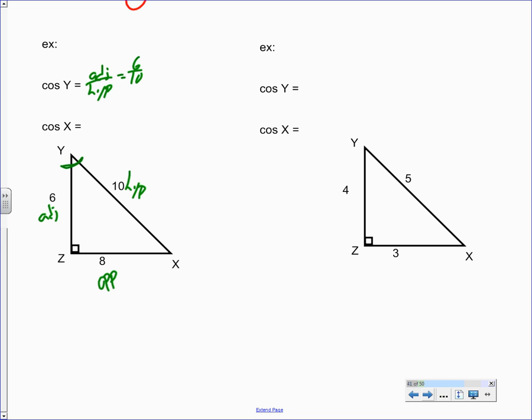Then if I want to switch and look at cosine x for the second problem, I relabel the sides. I have to switch adjacent and opposite. Hypotenuse stays the same. That's always going to be the longest side, but now the adjacent side is this 8, and the opposite side is that 6. So that makes my cosine now for x 8 over 10. This one on the right, try this one on your own.